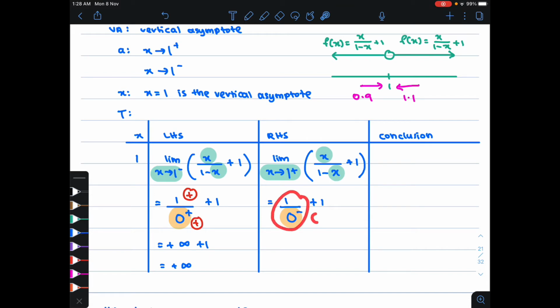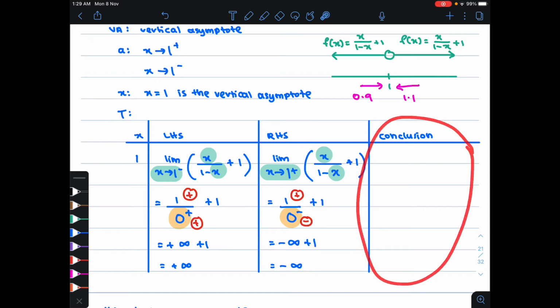And we know that this is case 3, where you will get infinity. So is it positive or negative? 1 is positive, 0 minus is negative. So positive divided by negative is negative. But don't forget we have plus 1 at the back. So negative infinity plus 1 is still negative infinity. Therefore, for the right hand side, negative infinity is the answer.